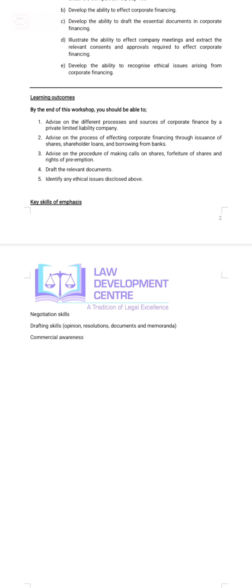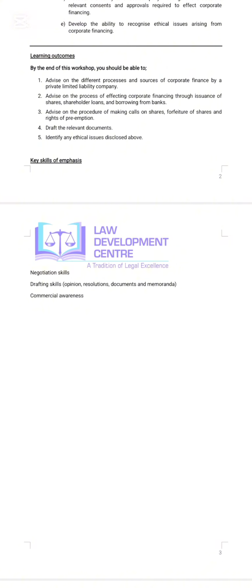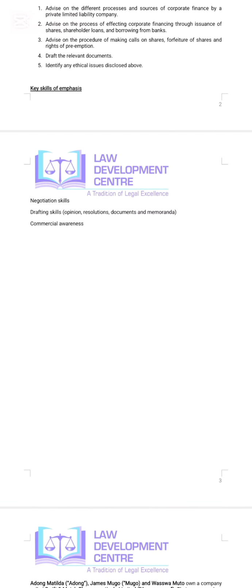Advise on the process of effecting corporate financing through issuance of shares, shareholder loans, and borrowing from banks. Advise on the procedure of making calls on shares, forfeiture of shares, and rights of preemption. So the right of preemption basically means that once the company is going to sell its shares, priority is always given to the existing shareholders. Then forfeiture of shares means that if you have unpaid shares of the company and the company has given you a call to pay those shares and you have not cleared them, then you have forfeited those shares. So basically that will be it.